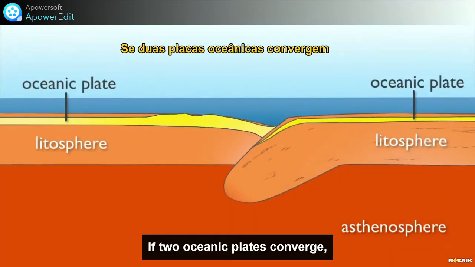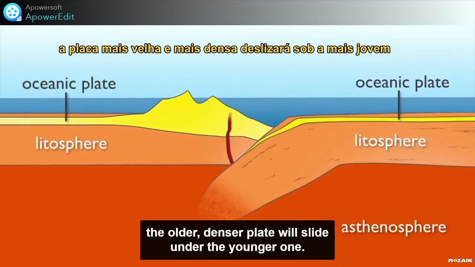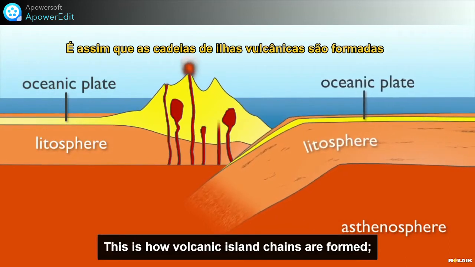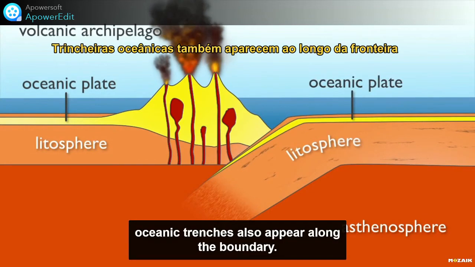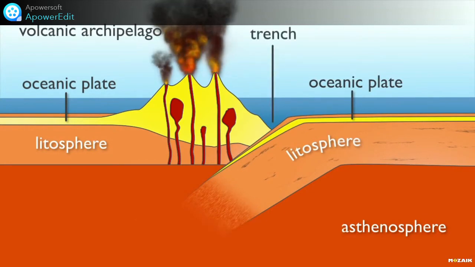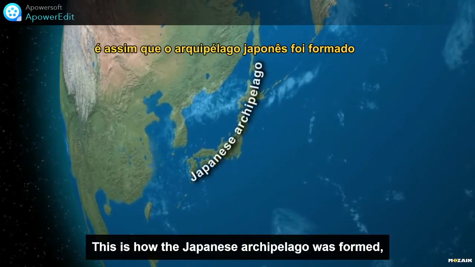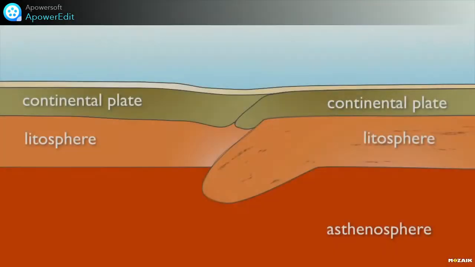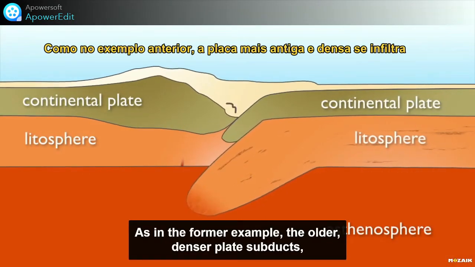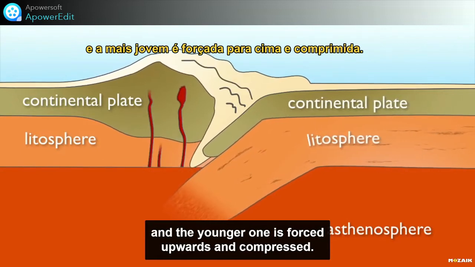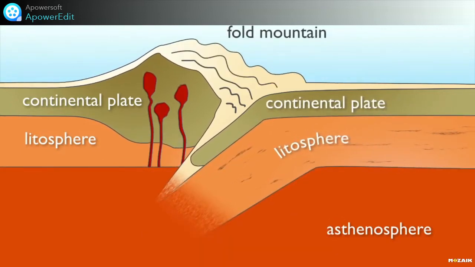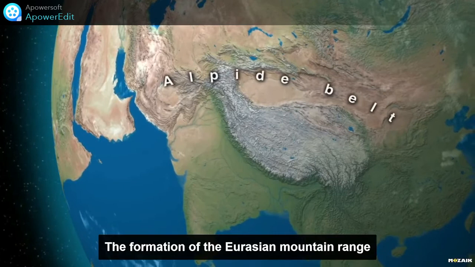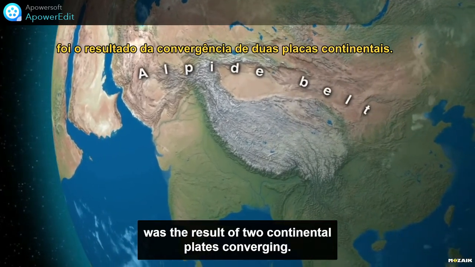If two oceanic plates converge, the older, denser plate will slide under the younger one. This is how volcanic island chains are formed. Oceanic trenches also appear along the boundary. This is how the Japanese archipelago was formed, with the Japan Trench running near the islands. As in the former example, the older, denser plate subducts, and the younger one is forced upwards and compressed. The formation of the Eurasian mountain range was the result of two continental plates converging.